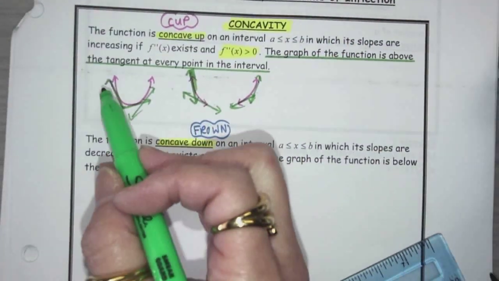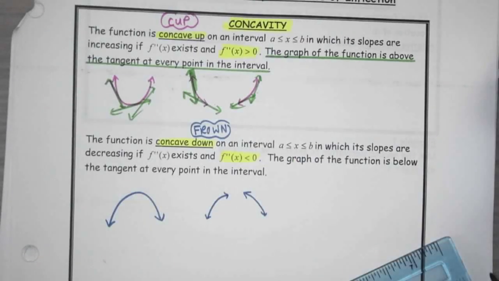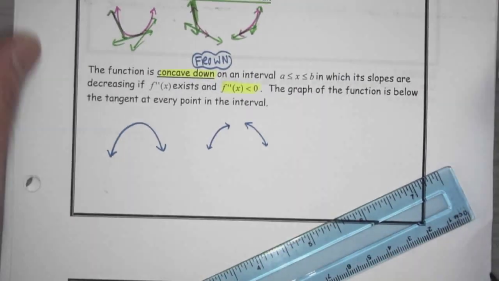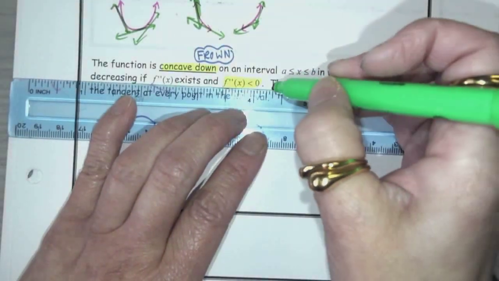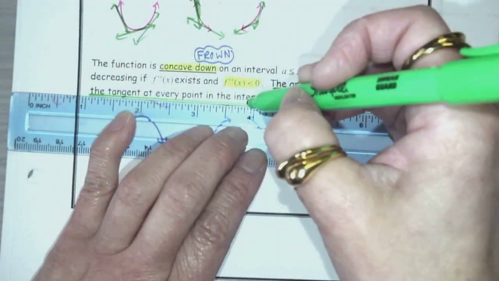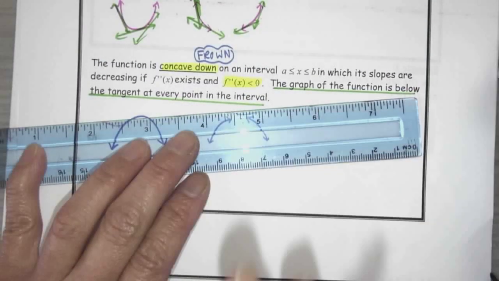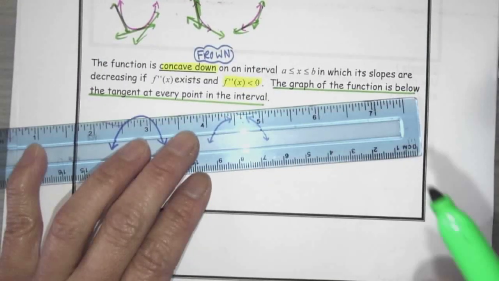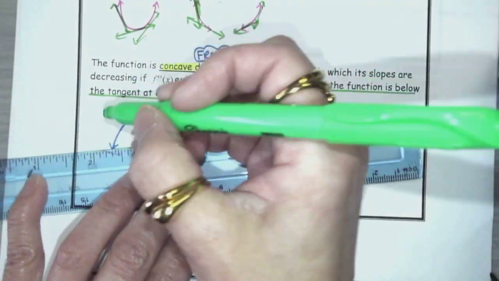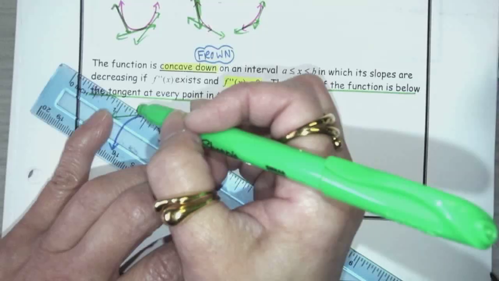The function is always above the tangent line, right? There's no way I could try to draw the tangent line above it. So the opposite is true here. If I have concave down, automatically, where am I drawing my tangent line? Above the function. So it's above the function, right? Above the function, no matter where I draw it.